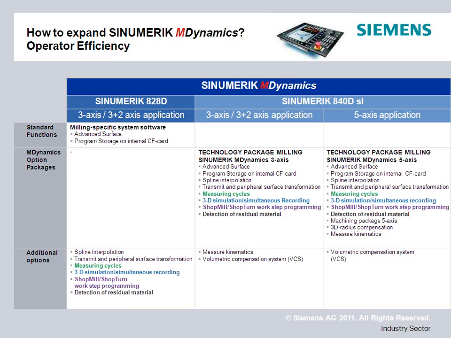The third piece of MDynamics we're going to talk about is operator efficiency. These are things that make life easy for the operator. By making life easier for the operator, he spends more time running his machine than doing setups. Some of these are going to include things like the ShopMill and ShopTurn work step programming. These are programming packages that you can use at the machine so that if you're doing job shop work and you're doing low volume production and you just want the operator to be able to take a blueprint of a prismatic part, walk up, program it, you can do that.